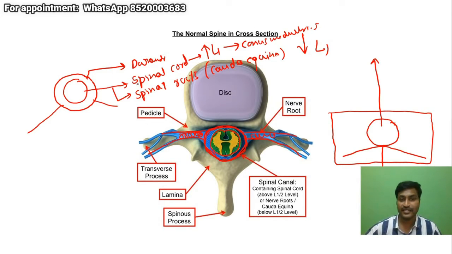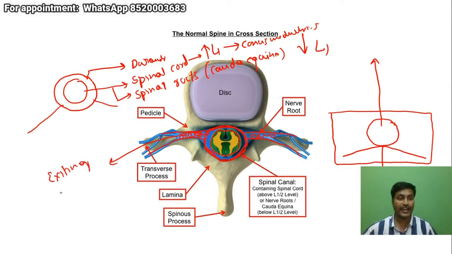So these hands, they form the nerve roots. They are the exiting nerve roots with overlying dura mater.